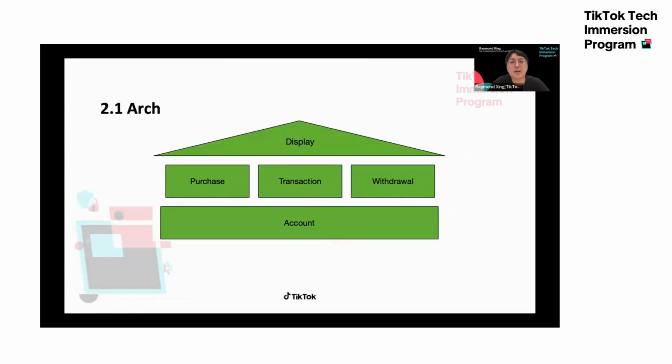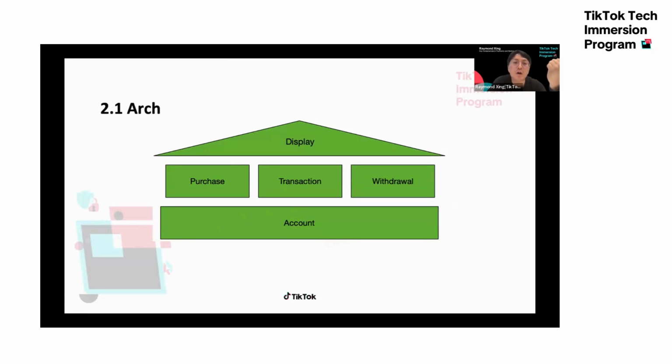Okay, so roughly the architecture is like this. The display is the top layer facing the user. That means all the information the user can see is handled by the display layer. Within the middleware, we have the purchase, transaction, and withdrawal. These are the three key parts inside the wallet.